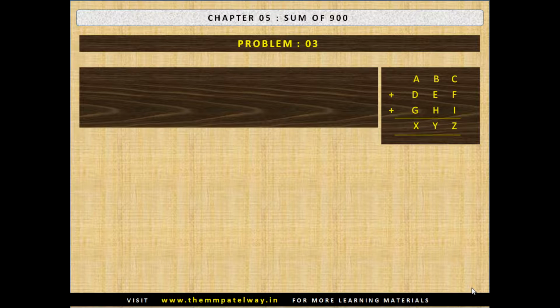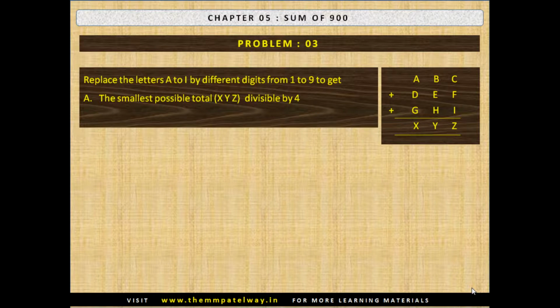Problem number 3. Replace the letters A to I by different digits from 1 to 9 to get A, the smallest possible total divisible by 4, and B, the largest possible total divisible by 7.